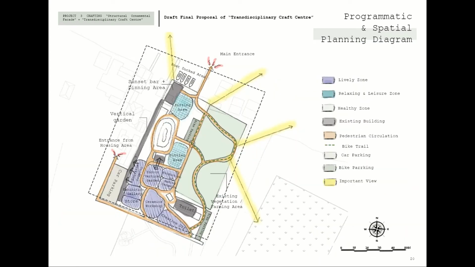And then moving on to the initial programmatic and spatial planning diagram. The main entrance is at the pier and the second entrance is from the housing area. The purple highlighted part is the lively zone, which is the main program area. The blue part is for the relaxing and leisure zone and the light green part is for the healthy zone.